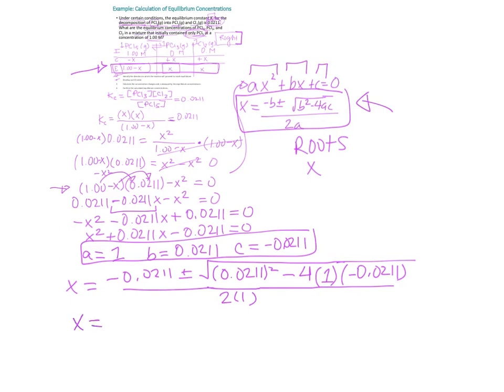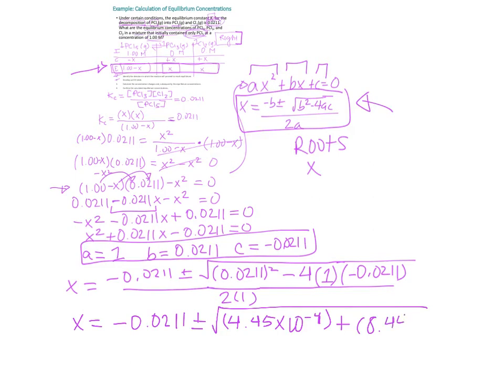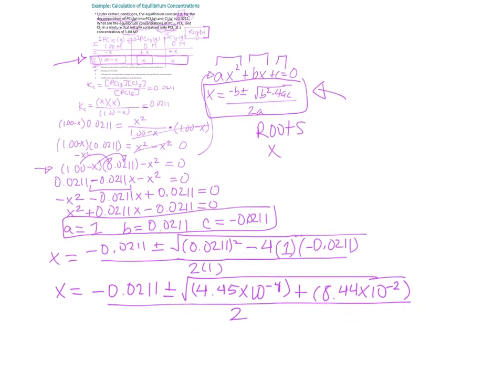To simplify this a little bit more, let's just go ahead and square that one number under the square root. So I'm squaring that first part, that b squared, and you get 4.45 times 10 to the minus 4. And then for that second part, you get plus 8.44 times 10 to the minus 2. So we simplified those terms, and then at the bottom we can simplify it, and it's just 2. So that's a little bit more simplified.